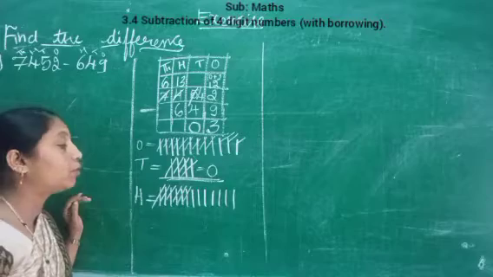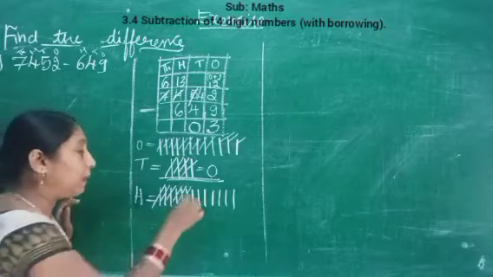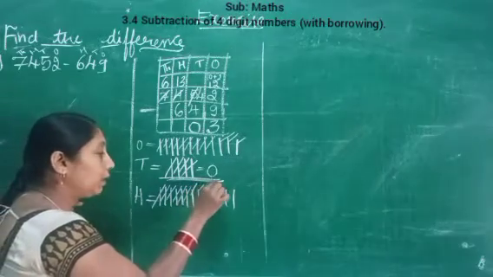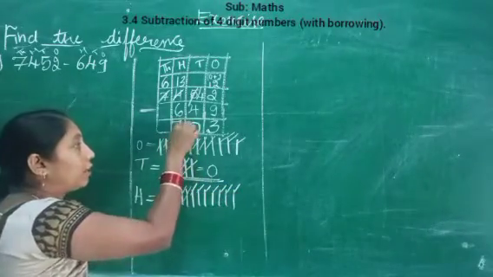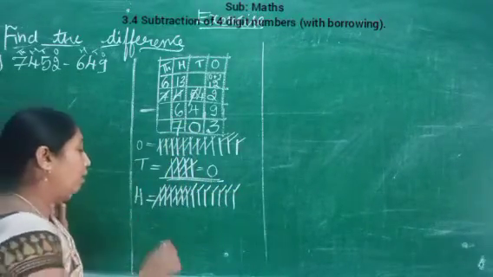Which number does it come? We count it, children. Say with me. 1, 2, 3, 4, 5, 6, 7. It comes the 7. You write down the 7 in 100 place.